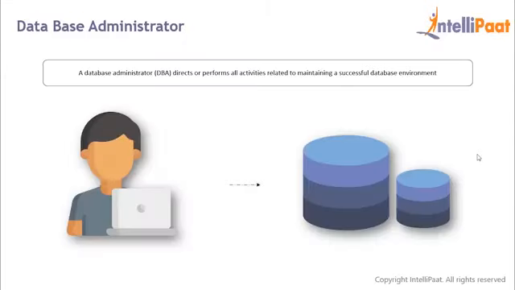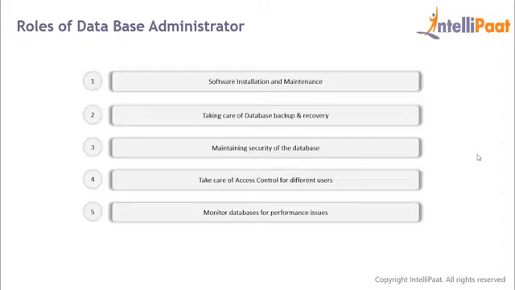So, who is a database administrator? A database administrator is someone who directs or performs all activities related to maintaining a successful database environment. Now that we know who is a DBA, let's look at some of the roles of a database administrator. A DBA has to take care of the initial installation and configuration of a new Oracle or SQL Server database. The system administrator sets up hardware and deploys the operating system for the database server. Then the DBA installs the database software and configures it for use. As updates and patches are required, the DBA has to handle this ongoing maintenance.